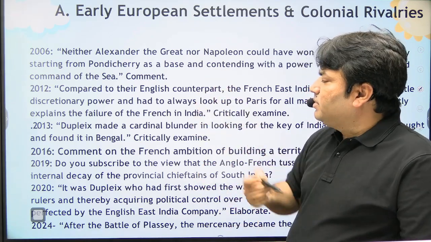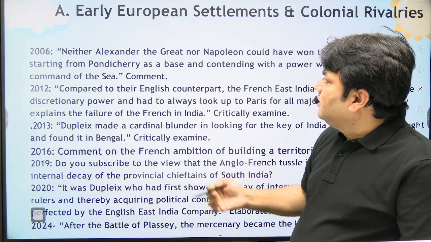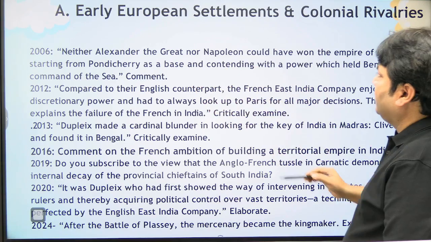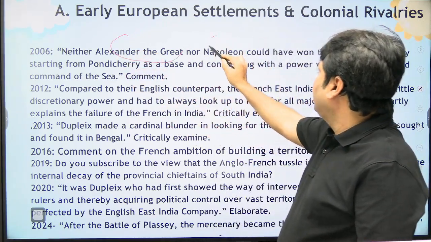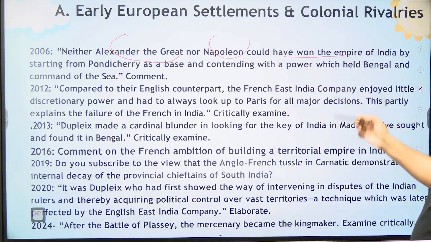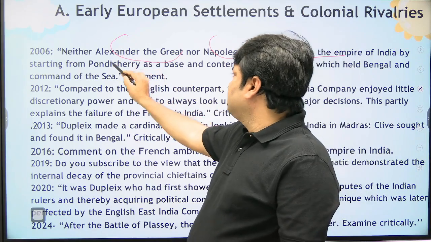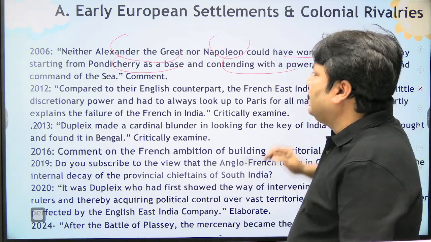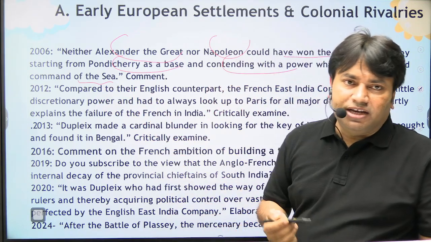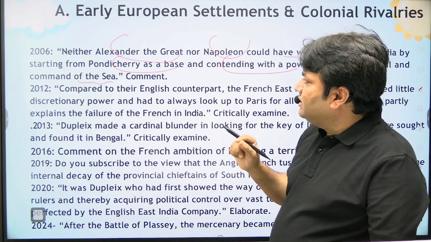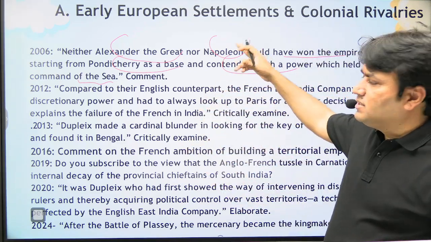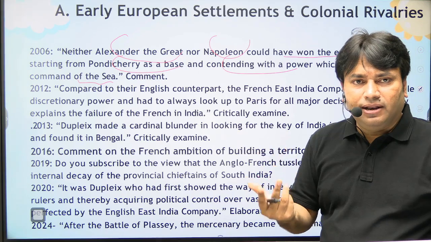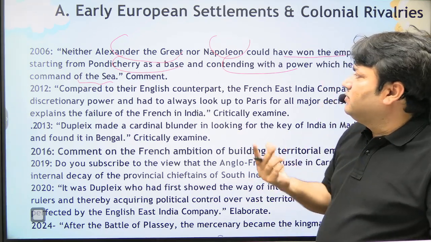But here, for example, in 2006, there was a question that neither Alexander the Great or Napoleon could have won the Empire of India, starting from Pondicherry as a base and contending with a power which held Bengal and command of the sea. Comment. Okay. So this question needs, for example, this theme is related to section B also. Okay. Why? Because it's talking about Bengal. Okay. The strategic significance of Bengal, right?